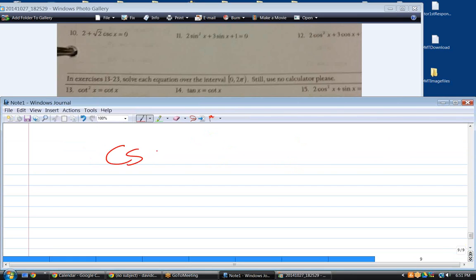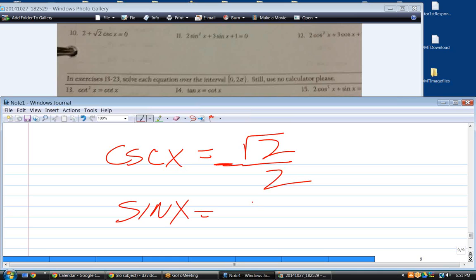So cosecant x equals root 2 over 2. So this will be sine x equals 2 over root 2, so then you'd have to rationalize that, so... Hold on. What's wrong with that? Can you find a triangle where that would be true, and why can't that be true? Because that's a number less than minus 1. Even if it was positive, it would be greater than 1.